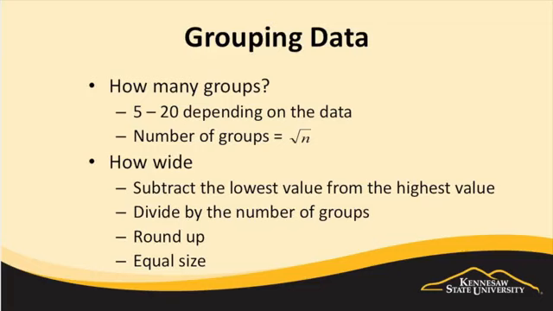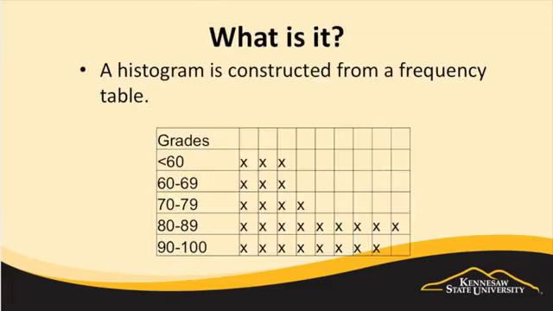This is the range or the spread of your data. Divide that number by the number of groups that you determined in the first step. If the result is a fraction, just round up. All groups should be the same size if possible, and there should be no overlap. Each value should fall into one and only one of the groups.